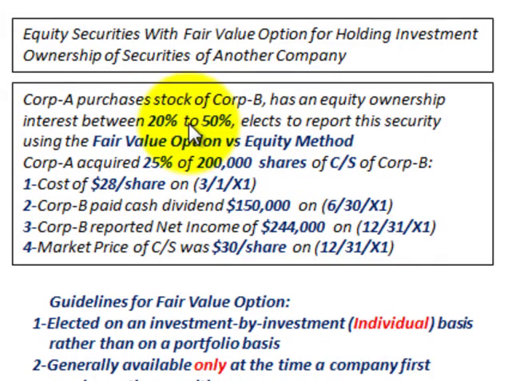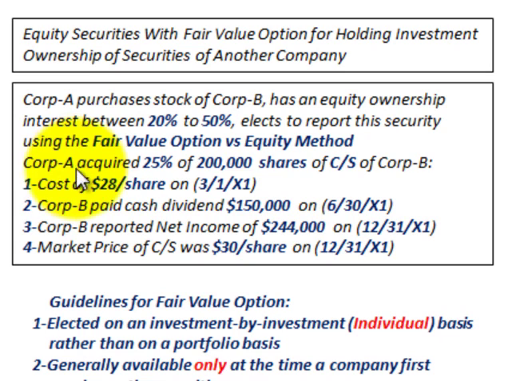So in this case, they're going to be purchasing 25% of the stock of Corporation B. If they're holding between 20 and 50% equity interest, they would normally have to use the equity method to record this investment, but they have the option to use the fair value option method. So that's what we're going to be looking at, this fair value option versus the equity method.